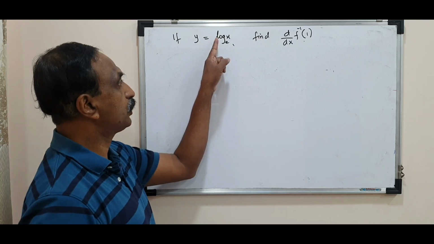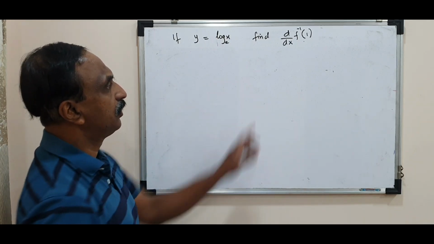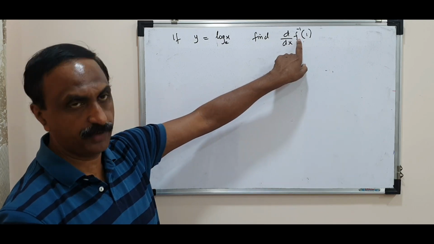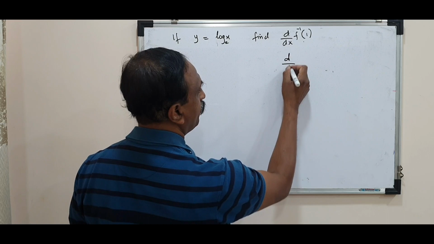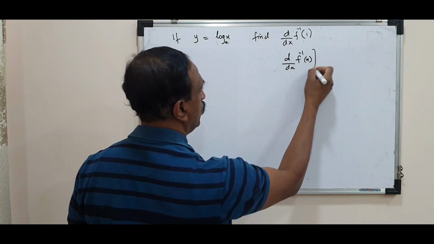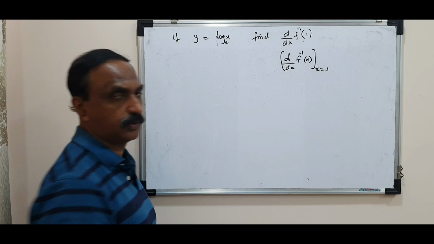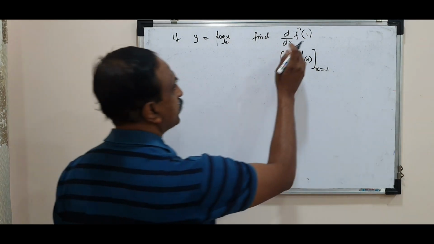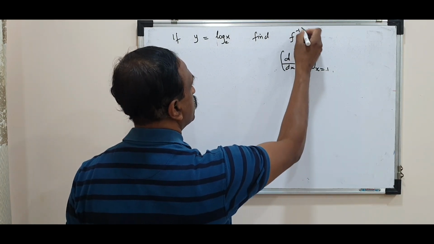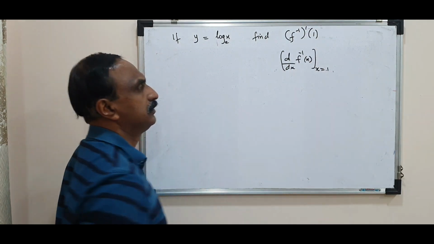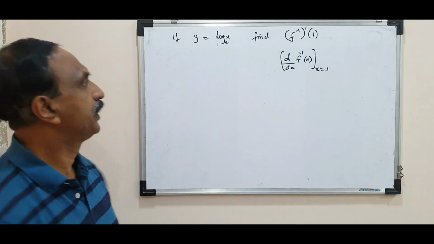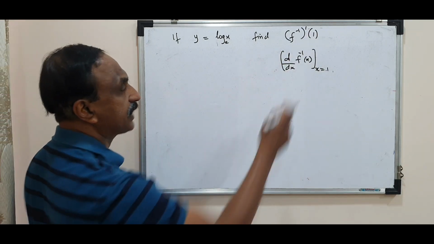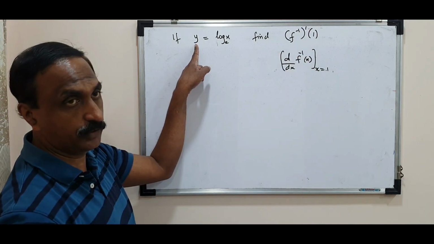Given to you the function y equal to log x to the base e, find f inverse of 1's derivative, or the derivative of the f inverse function when x takes value 1. This is the question. That's the meaning of f inverse 1's derivative. Or you can say like this, f inverse prime 1. And this both means the same thing. So what we do is, first we find what this 1 stands for? 1 stands for the y coordinate of the function.